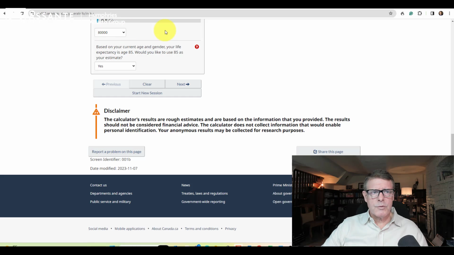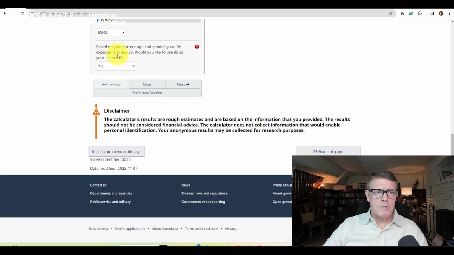And that's generally the experience for many people. Now, it's obviously not the experience for people retiring without a partner, without the ability to income split. But if you have a partner, it's a very powerful benefit. So for now, we just kept the income at $80,000, which was the pre-tax income that we wanted to have in this example. So based on your current age and gender, your life expectancy is age 85.